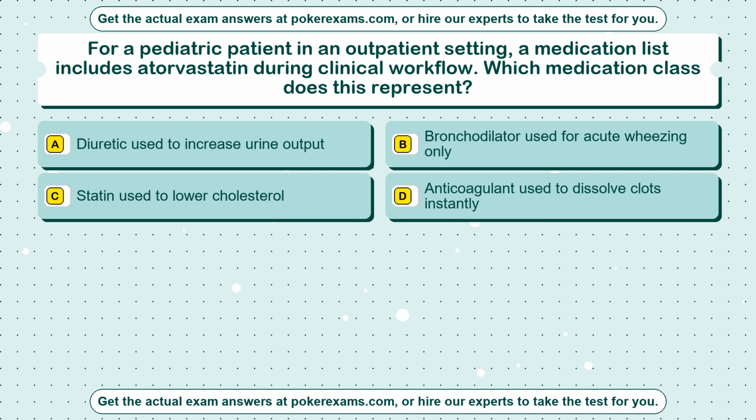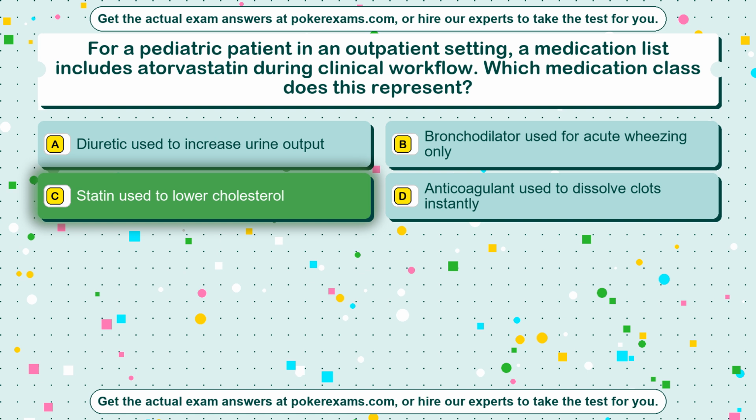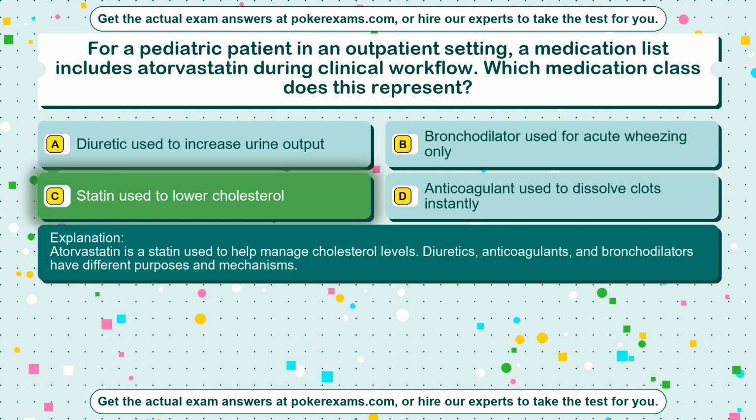Which medication class does this represent? Option A, diuretic used to increase urine output. Option B, a bronchodilator used for acute wheezing only. Option C, statin used to lower cholesterol. Option D, anticoagulant used to dissolve clots instantly. The correct answer is option C, statin used to lower cholesterol. Atorvastatin is a statin used to help manage cholesterol levels. Diuretics, anticoagulants, and bronchodilators have different purposes and mechanisms.